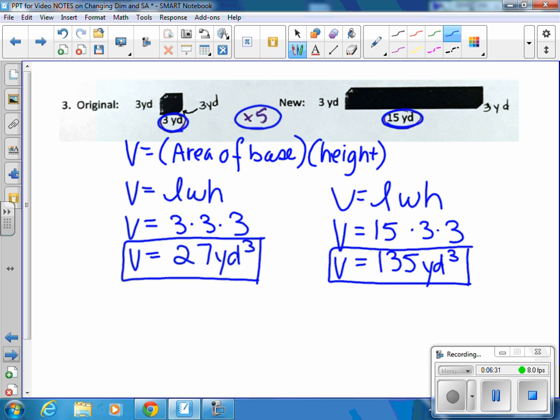So we said that changing our one dimension was timesing by 5. Did that hold true here? If I times this by 5, do I get 135? And I do. On the back of this worksheet that you have, you'll notice that there were 5 questions. I've kind of answered a couple of these for you. Make sure that you are finishing those questions on that worksheet.